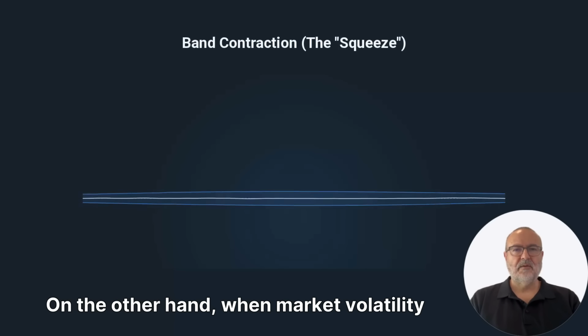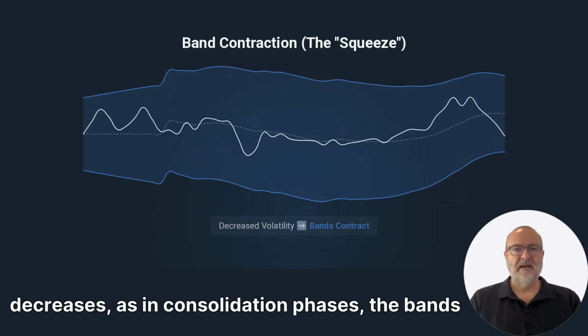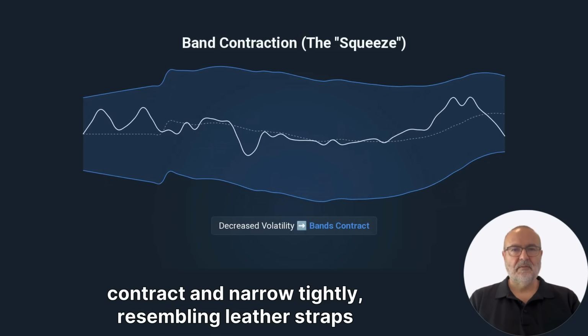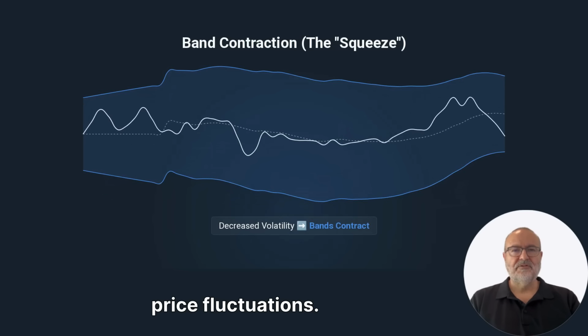On the other hand, when market volatility decreases, as in consolidation phases, the bands contract and narrow tightly, resembling leather straps cinched around tranquil, calm waters with minimal price fluctuations.